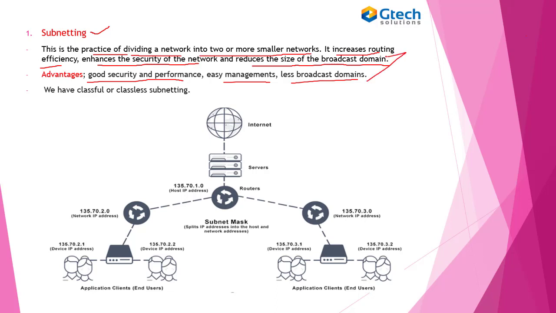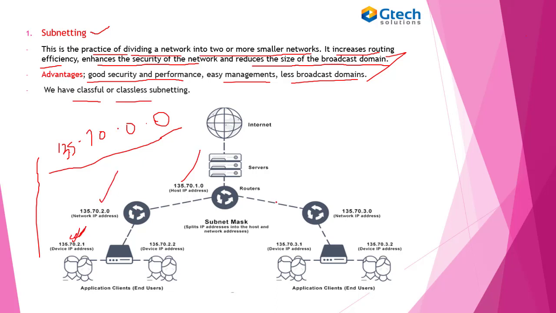So under subnetting, we have classful and classless subnetting, of which we are going to discuss in the next slide. Okay, so this is an example of subnetting. As you can see, they are in the same network but different subnets. The network was 135.70.0.0. So with this network we created several subnetworks. This is the first subnet, the second one, and the third.